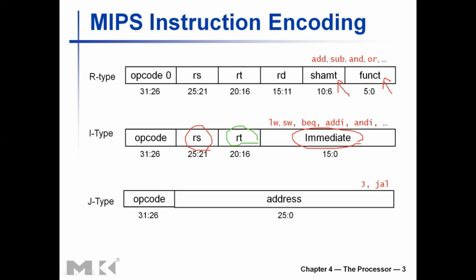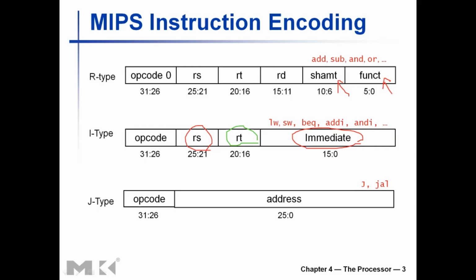Sir, can you explain about the address part again? The address part in which type, J-type? Okay, right. So in a J-type instruction, let me just pick up my pointer. You have that as your address field, right? So it is 26 bits wide. Let me just bring up the whiteboard.